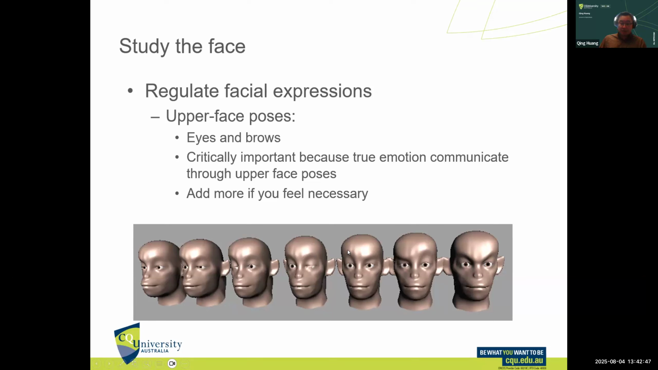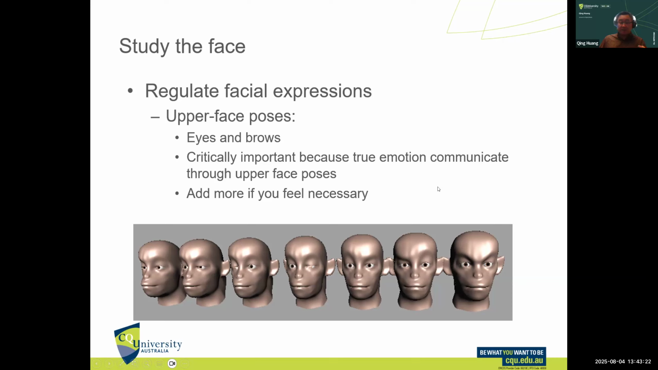You have to raise the eyebrows. You have to do left and right as well, or both. All right, so squint eye, left and right, and you have to sculpt individually. Duplicate from the original neutral one and sculpt them individually. Usually the upper face has this many poses, and a lot of the expressions get expressed through the eyebrows. All right, so eyes and eyebrows are critically important because true emotion communicates through upper face poses.